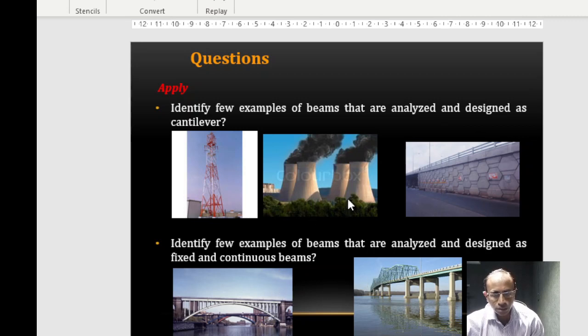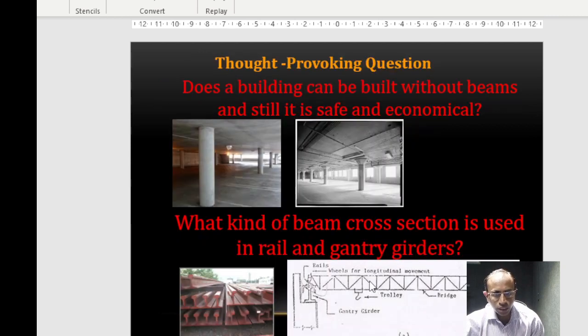Here is a tower, there is a chimney shown, here is a retaining wall. Similarly, thoughts may come whether beams are always necessary in a building. They may not be. Sometimes we don't use any beam; we can rest the floor directly onto the columns. They are called flat slabs.